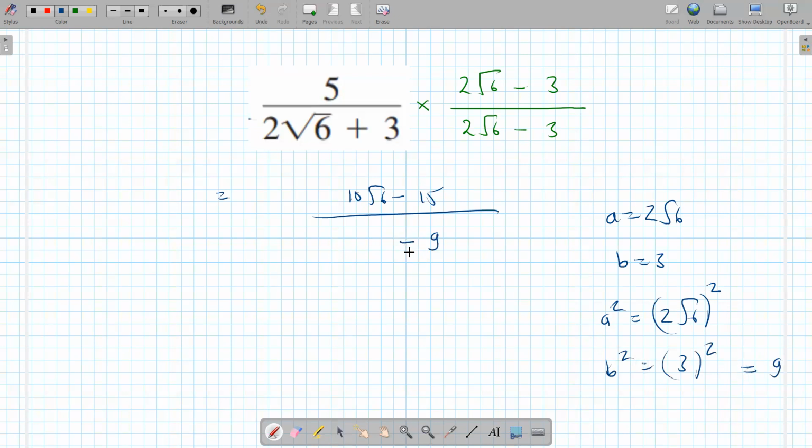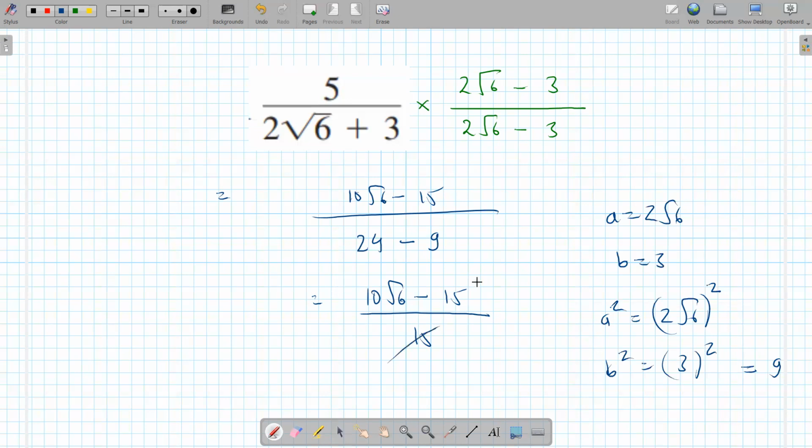So a squared minus b squared. B squared is a 9. A squared, what's 2 root 6 squared? Is it 4 root 6? It's 4 times 6. That's a 24. So then you have 10 root 6 minus 15 divided by 15.